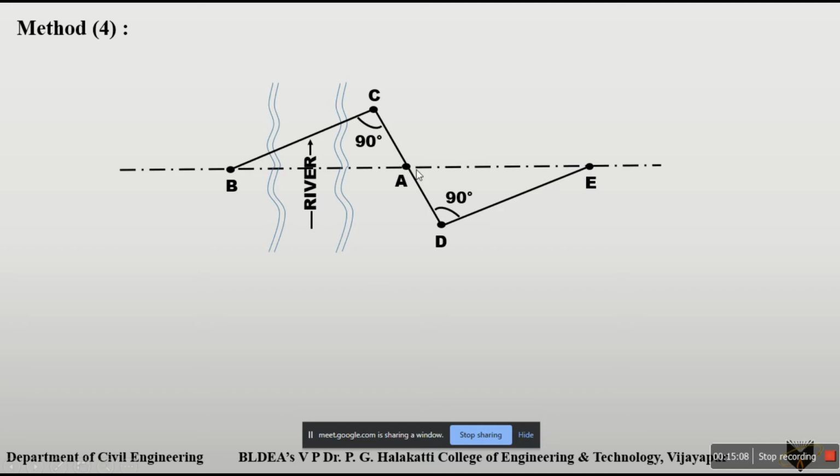Now we can easily measure the distance of AE. There is no obstacle here. So now we come to know that the distance of AE is equal to the distance of AB. Clear? This is the second case.